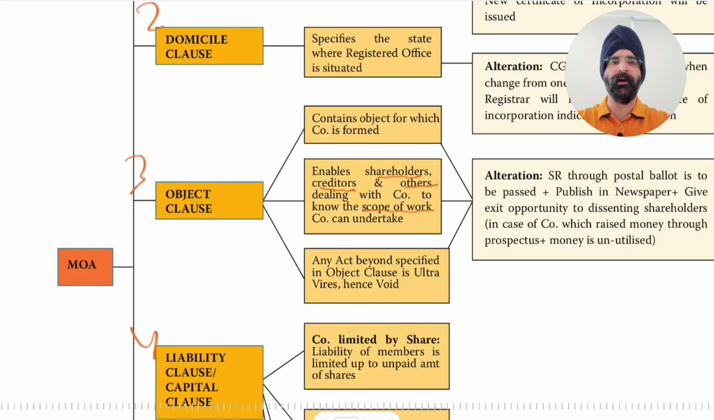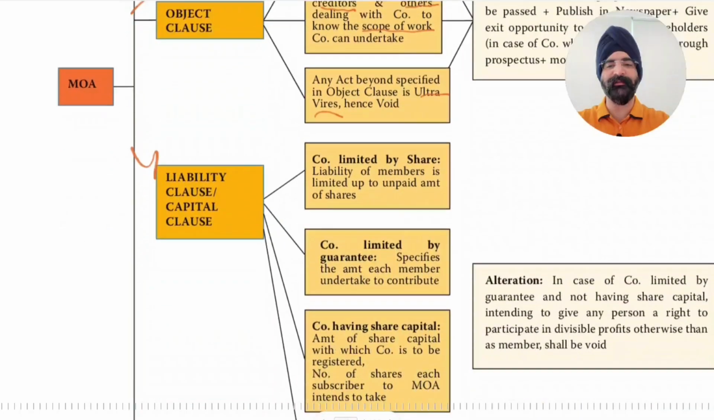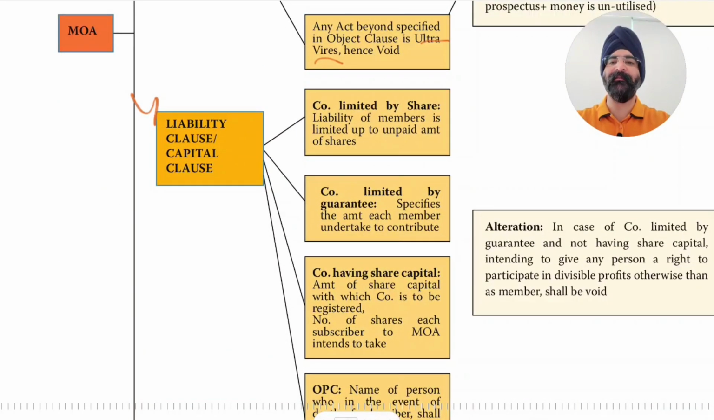So the company's work, what all the company can do, is limited by its object clause. Any act beyond what is specified in the object clause is ultra vires, hence void. So any such act done by the company is ultra vires and void. Company cannot do anything beyond what is stated in its object clause. Next is liability clause or capital clause. So here authorized capital is provided.